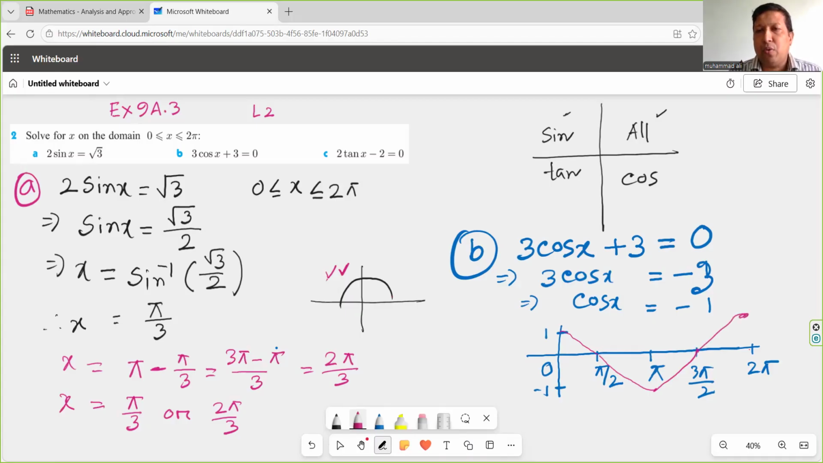What do we want? We want cos x equals minus 1. For what values of x will we get cos x equals minus 1? So from the graph, we can see when x is pi, cos x equals minus 1. So this is our answer. So number B completed.